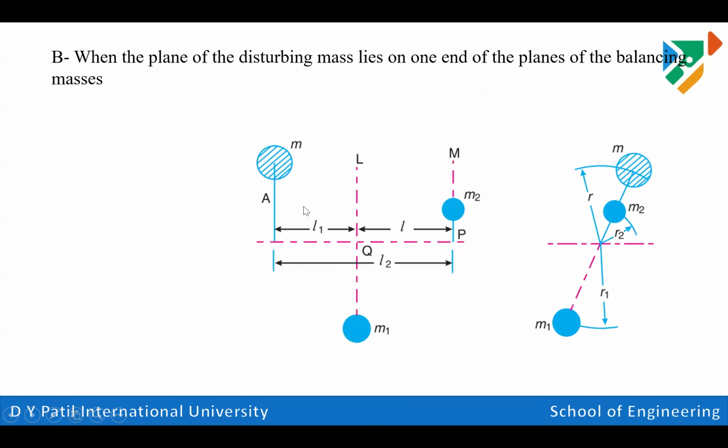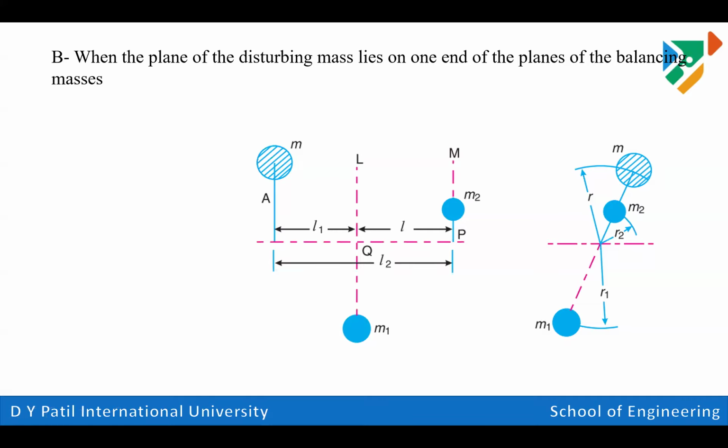Now suppose the plane of the distributed mass lies on one end of the planes of the other masses, that is, the balancing masses. So you can write L1, L: M1 is on this side, and we are balancing with mass M2, and the distributed mass M is on the other side.